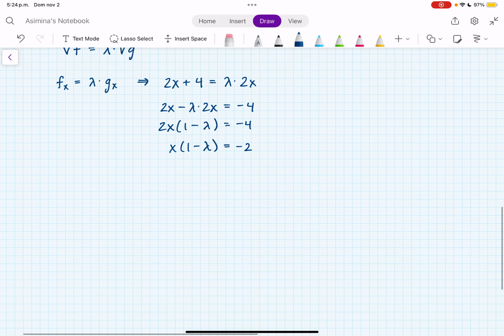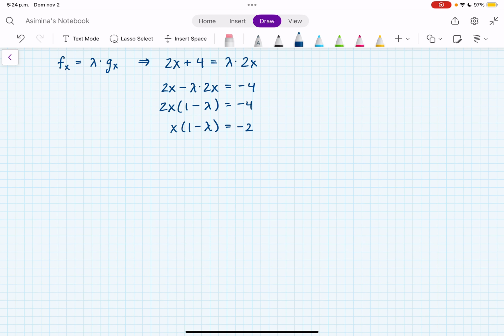Now I can do the same for fy equals lambda times gy. So for fy, what did we get? We got 2y minus 4. And for gy, we got 2y. So this should be equal to lambda times 2y.